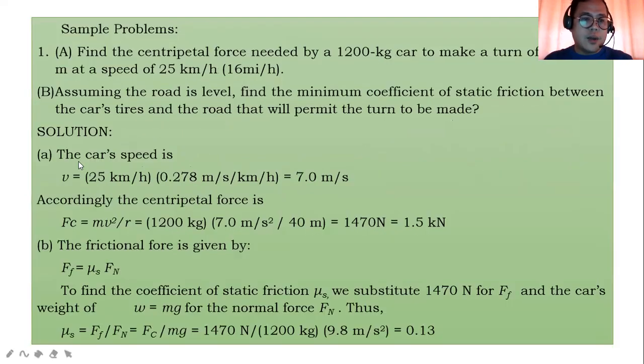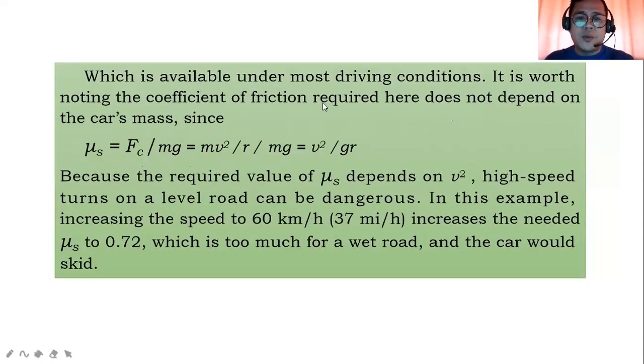Here, find the problem. Assume the road is level, the minimum coefficient of friction between the car's tires and the road is available under most driving conditions. The road is level. It was already discussed. It's worth noting that the coefficient required does not depend on the car's mass. So in a flat road, the coefficient of friction required here does not depend on the car's mass, but only on the tire and on the road itself.